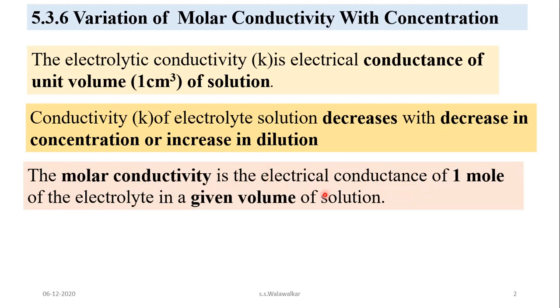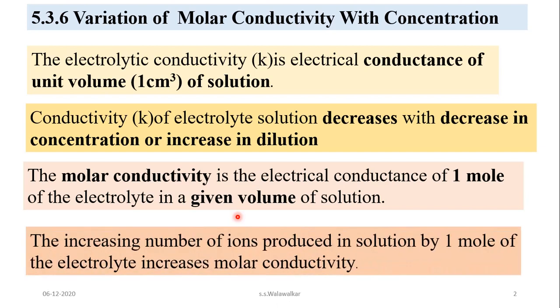Molar conductivity is the electrical conductance of 1 mole of electrolyte in a given volume of solution. That means it is the conductance produced by all the ions of 1 mole of electrolyte in a given volume of solution. The volume may be different, that is 10 cm cube or 100 cm cube or 1000 cm cube. If 1 mole of the electrolyte is dissolved in this 10 cm cube or 100 cm cube or 1000 cm cube of solution, then the conductance is the molar conductivity of that solution.